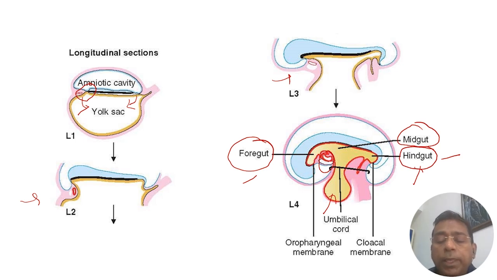Obviously, the two lateral folds in the transverse plane, which I was explaining in the previous slide, fuse. The fusion takes place in the cranial end and the caudal end, but in the middle part it does not fuse for some time, and later it will fuse to form the ventral body wall.